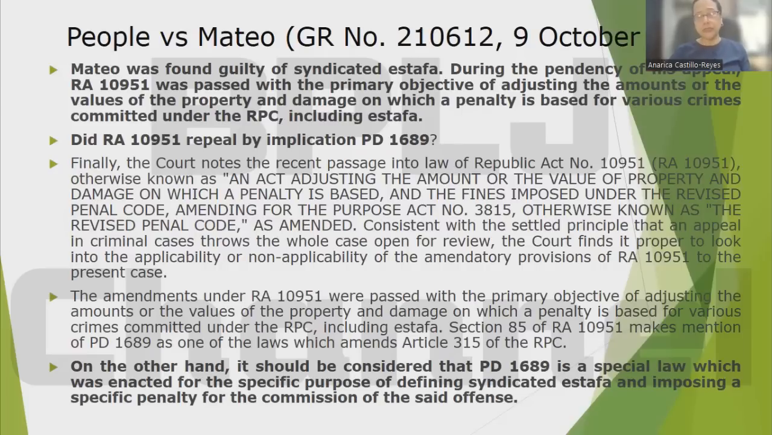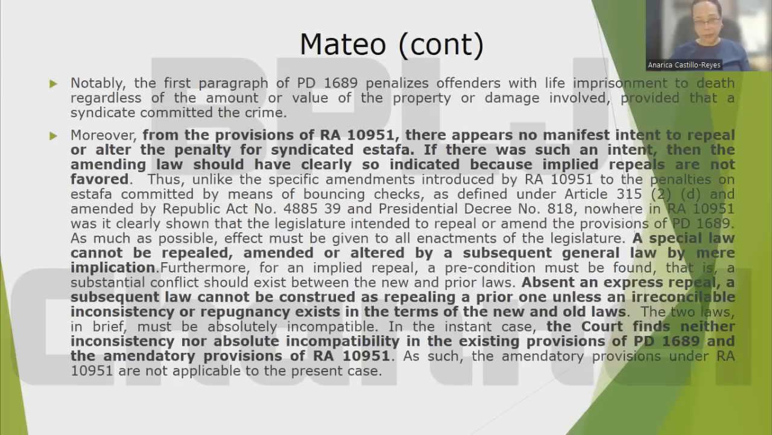It should be considered that PD 1689 is a special law which was enacted for the purpose of defining syndicated estafa and imposing a specific penalty for the commission of the said offense. From the provisions of RA 10951, there appears no manifest intent to repeal or alter the penalty for syndicated estafa. If there was that intent, then the amending law should have clearly indicated it, because implied repeals are not favored. A special law cannot be repealed, amended, or altered by a subsequent general law by mere implication. Absent an express repeal, a subsequent law cannot be construed as repealing a prior one unless there is an irreconcilable inconsistency. The court finds neither inconsistency nor incompatibility in the provisions of 1689 and RA 10951.